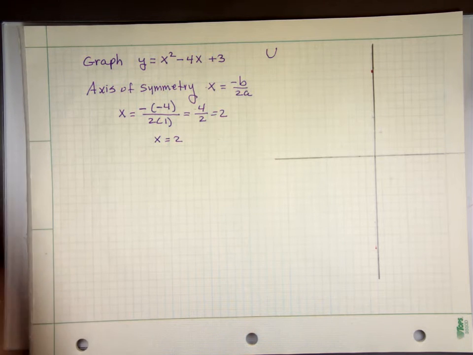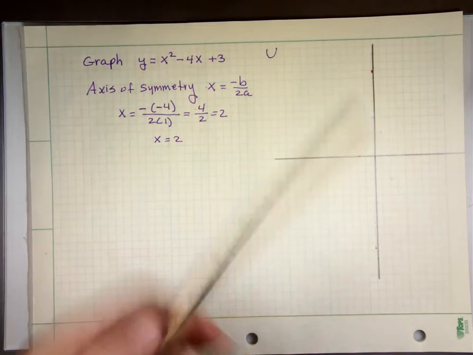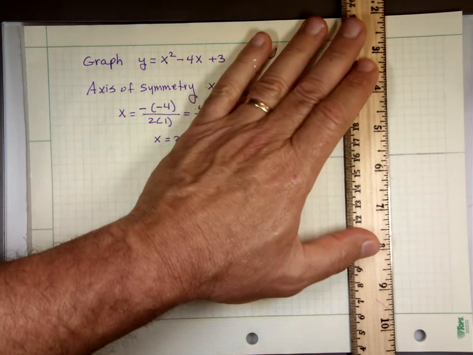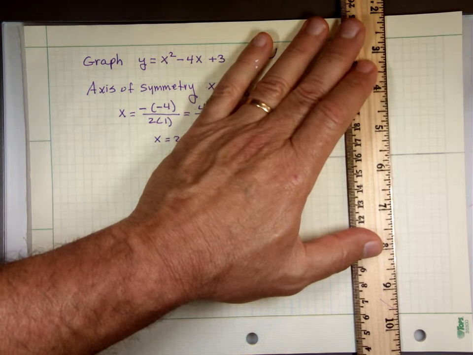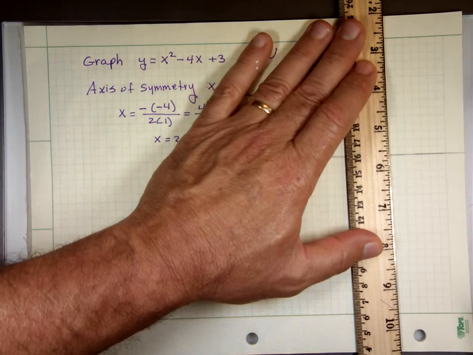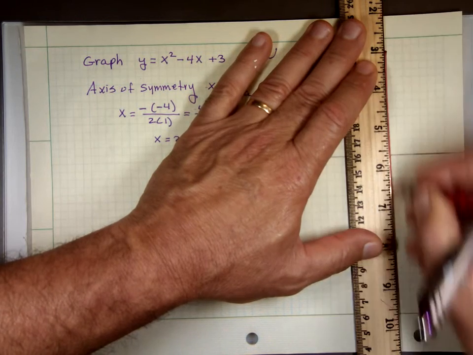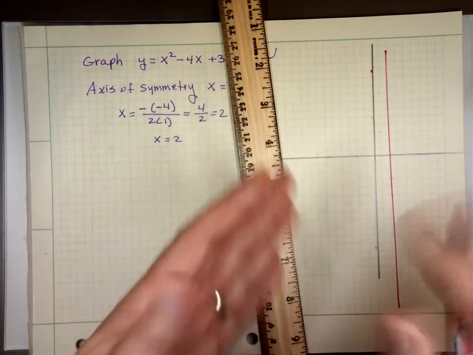If you draw a line here at x equals 2, once you graph one side of it, you flip the function over, and you have the other half. So this is what the reflection is going to be along. So you're going to flip it over the red line.